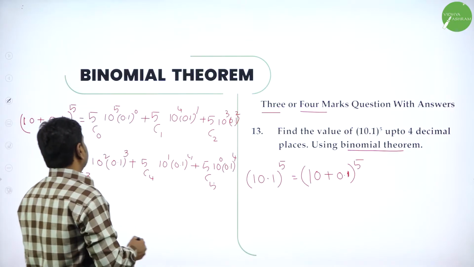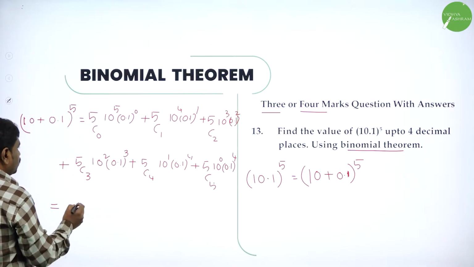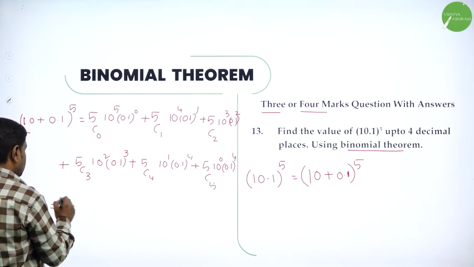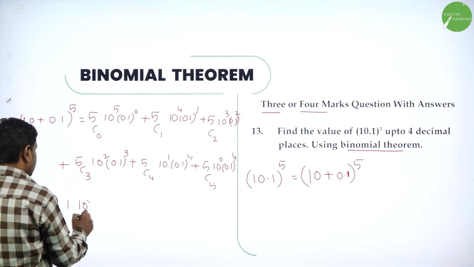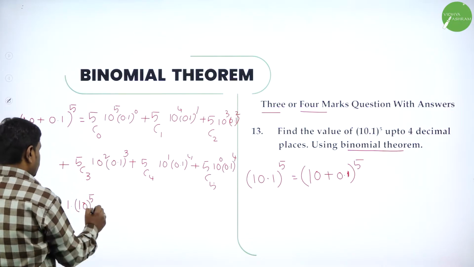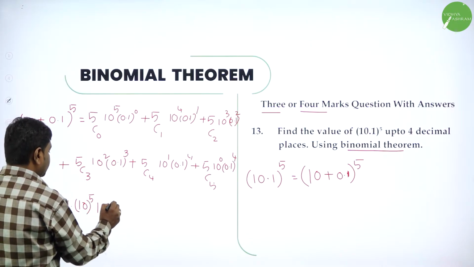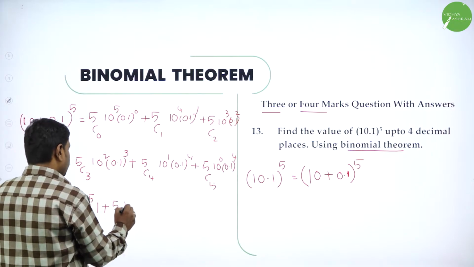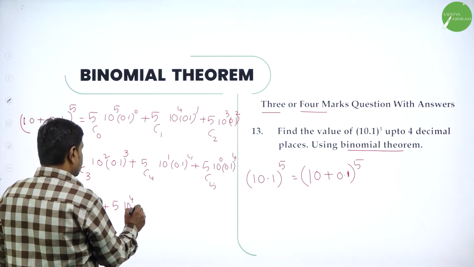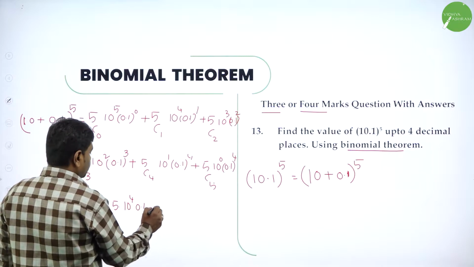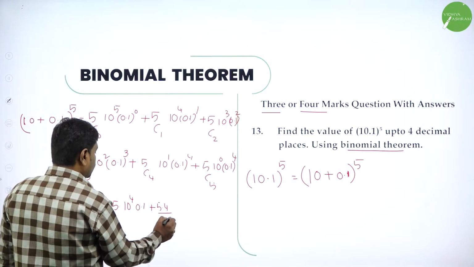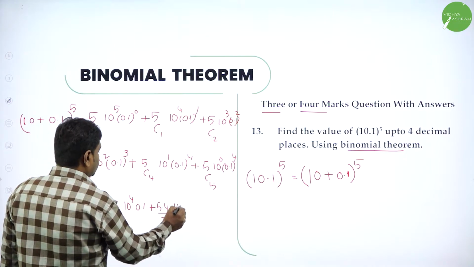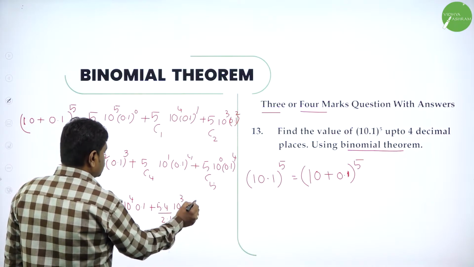Now simplify the terms. That is equal to, 5c0 is 1. 10 power 5 into anything power 0 is 1, plus 5c1 is 5 and 10 power 4 and 0.1, plus 5c2 is 5 into 4 divided by 2 into 1 and 10 cube into 0.1 square.